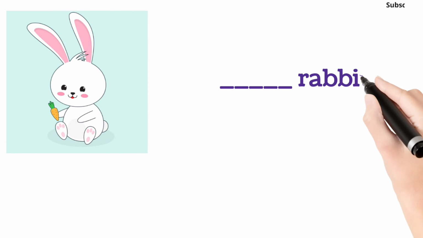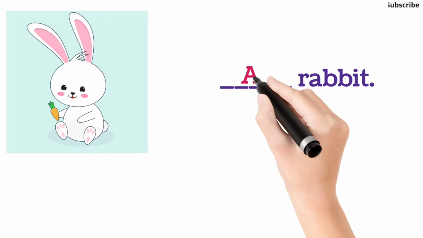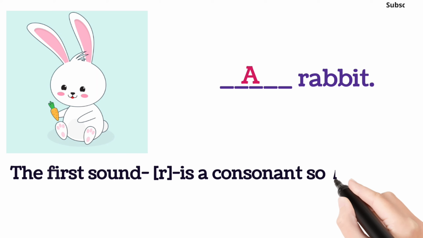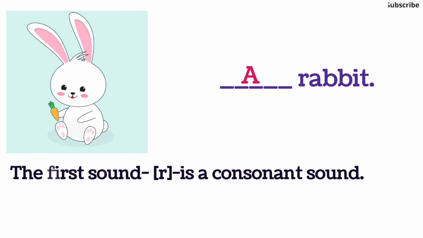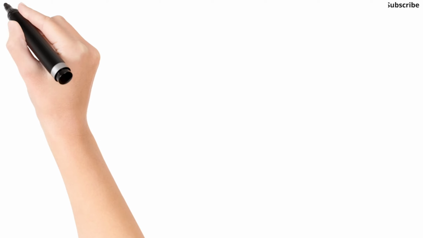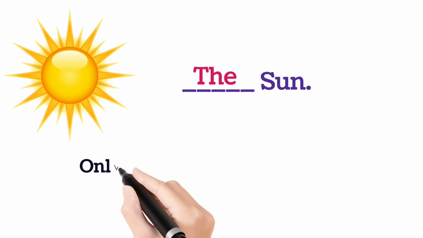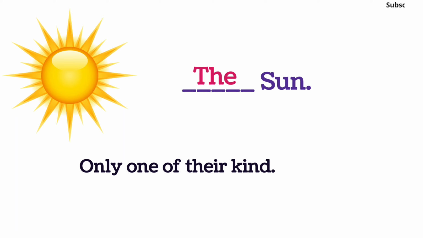Dash rabbit. A rabbit. The first sound r of rabbit is a consonant sound. So a rabbit. Dash sun. The sun. Before only one of their kind, we use the. So the sun.